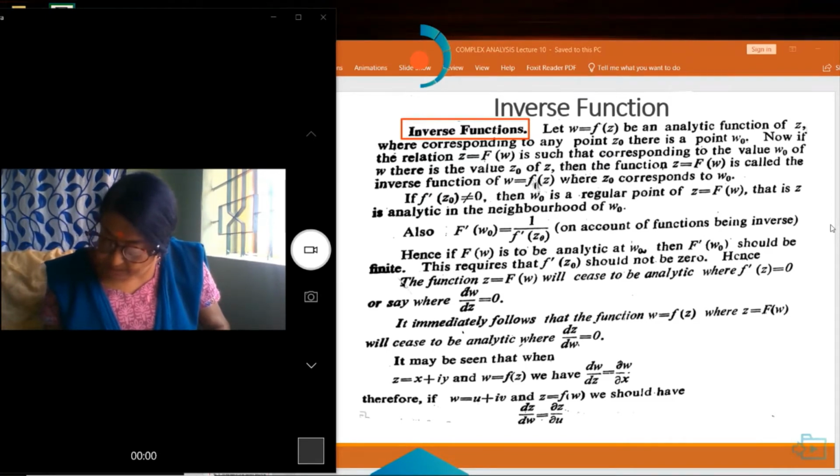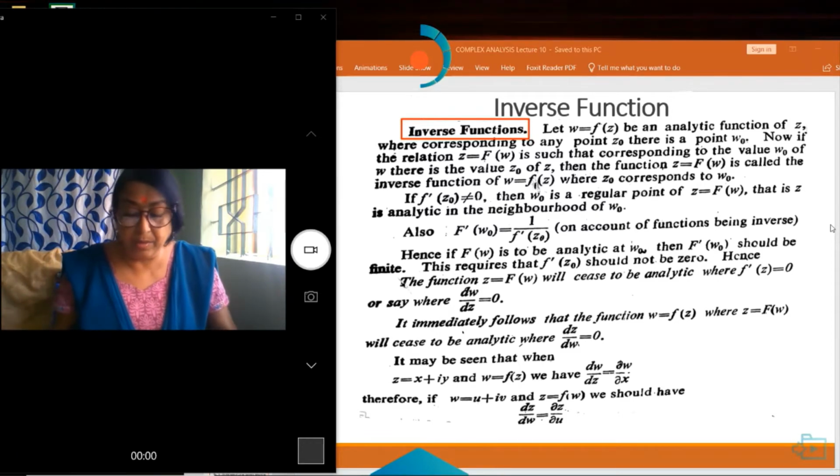So z = x + iy and w = f(z). We have dw/dz = ∂w/∂x. Therefore, if w = u + iv, then z = f(w), and we should have dz/dw = ∂z/∂u.